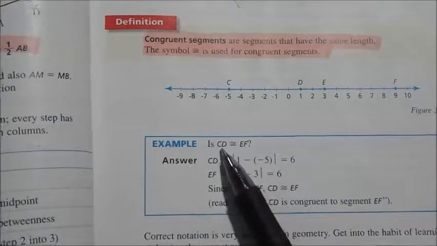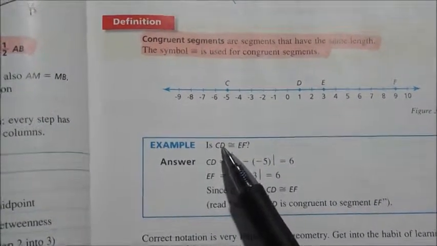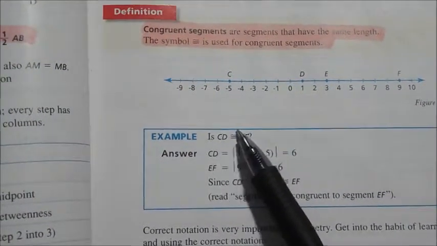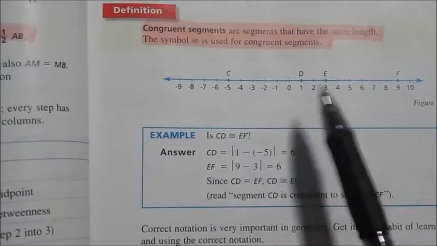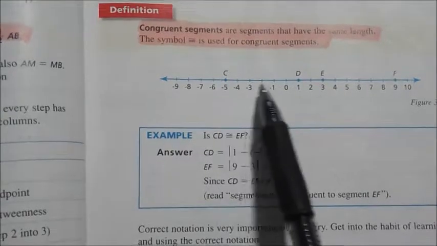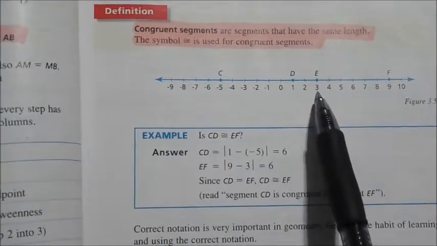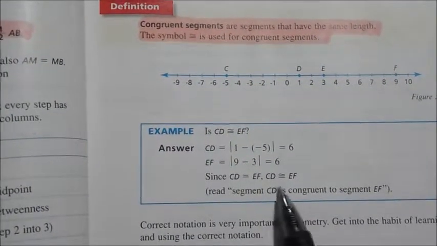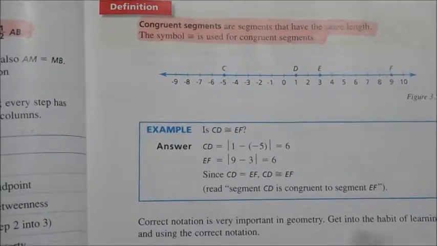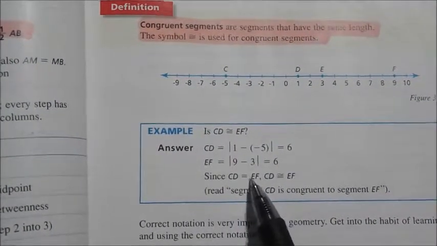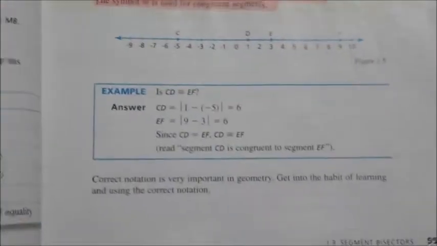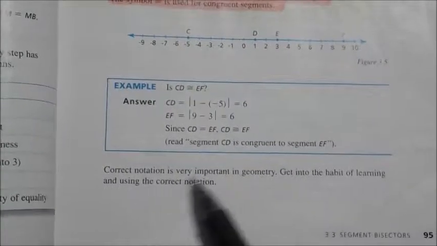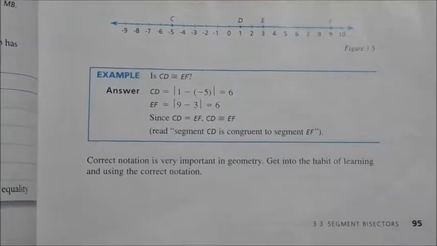So, is CD congruent to EF? Remember, if you don't have a line over it, you're asking about the distances. So CD is 6 and EF is 6. So you work it out. They had CD is equal to EF. Therefore, you can put CD is congruent to EF, and it's a segment. Correct notation is very important in geometry. Get into the habit of learning and using correct notation.